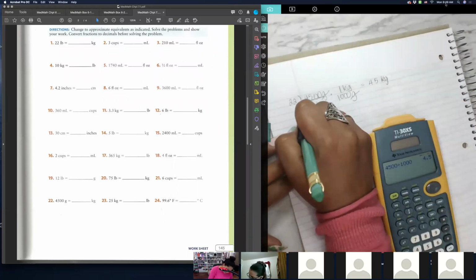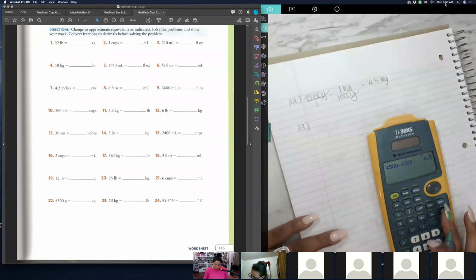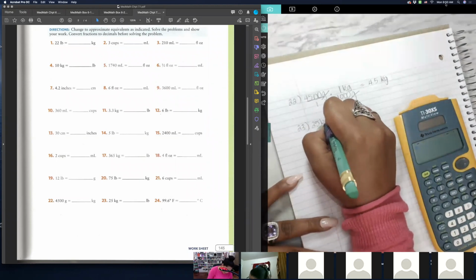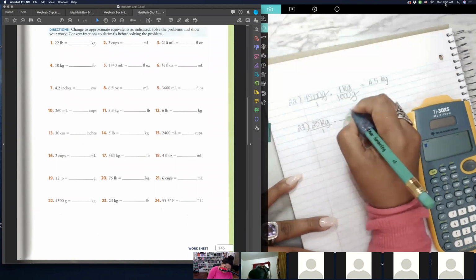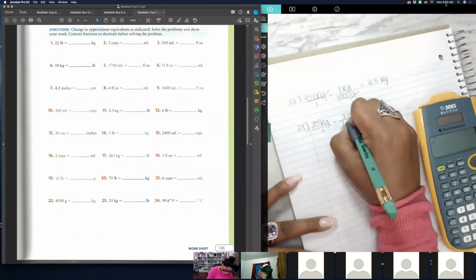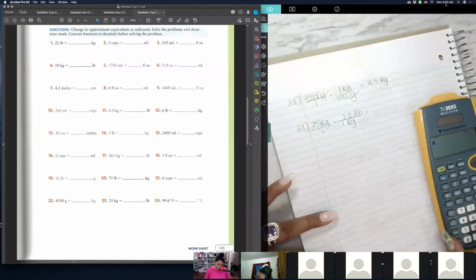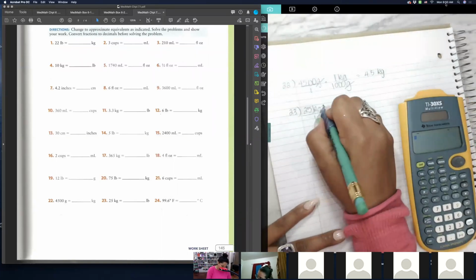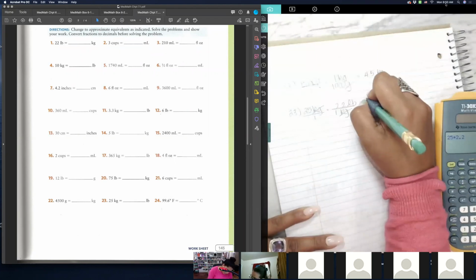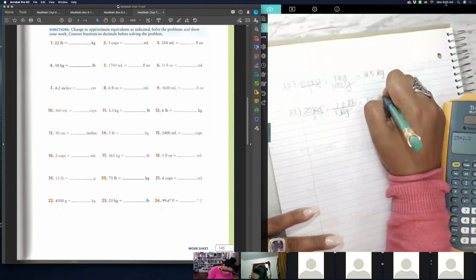23 is asking us to convert 25 kilograms to pounds. So again, 1 kilogram is equal to 2.2 pounds. So my unit of kilograms cancels, and again, I'm going to take 25 and multiply that by 2.2. And that's going to give me 55 pounds.